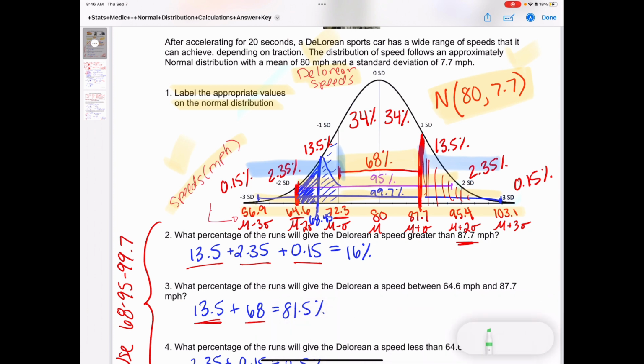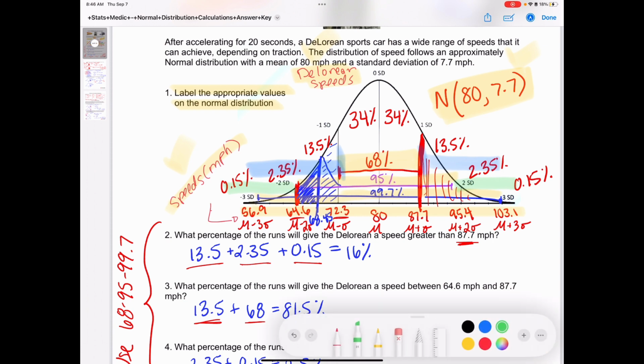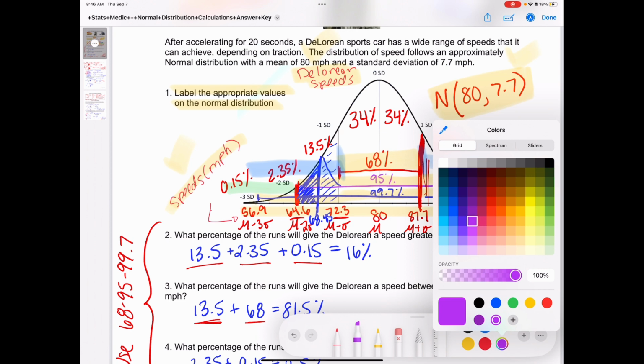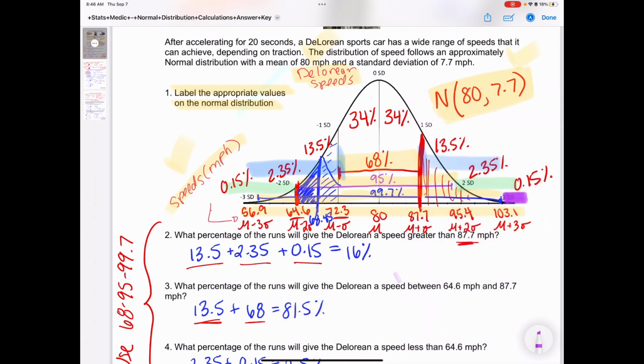The same thing for 95. This green part is going to be 5, and then divided by 2 would be 2.5. And then let's go ahead and make a purple part. For 99.7, this outside part here would be 0.15.